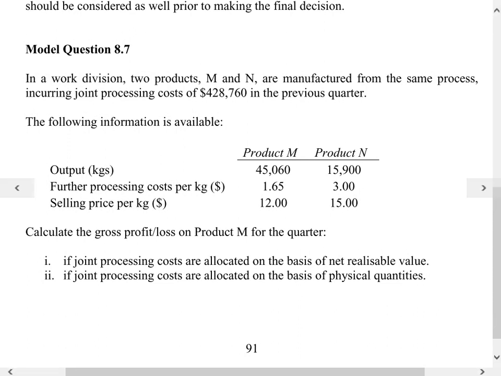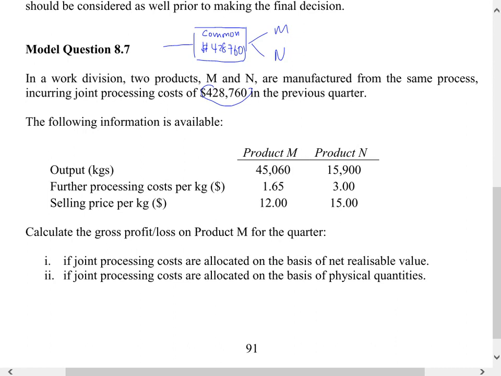In a work division, two products M and N are manufactured from the same process, incurring a joint process cost of 428,760. So we have a joint process. This is a common cost, or the common process cost incurred, for producing M and also N.